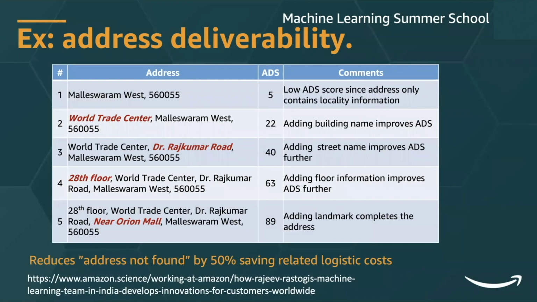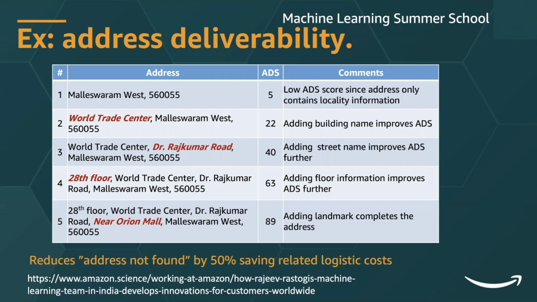Let's look at a very simple example of address deliverability. Let's say we are given an address and we want to identify if the given address text is good enough to deliver to that place. And as you can see in the records on the slide, if you're just given a broad locality, it's very hard to deliver to that place.